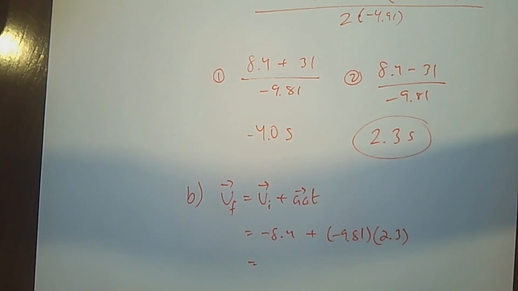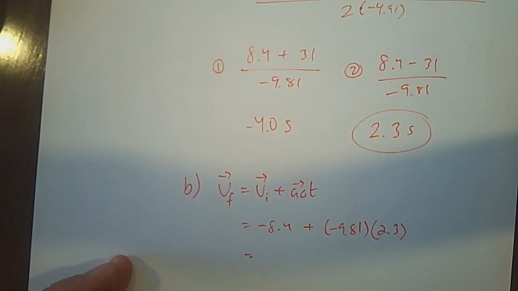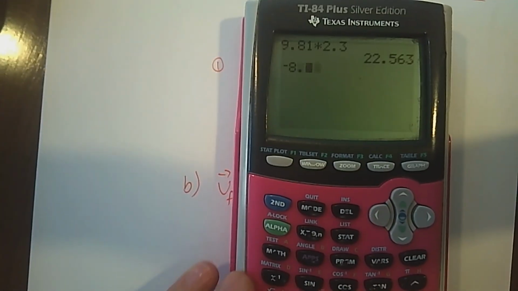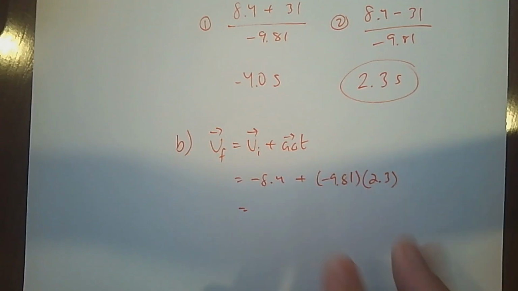So we have 9.81 times 2.3, and then we have negative 8.4 minus that answer. So negative 30.9, or negative 31 meters per second.